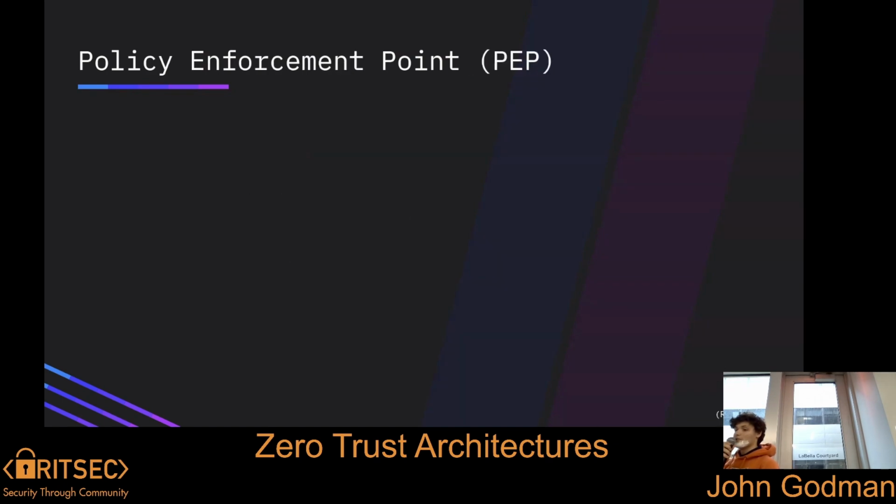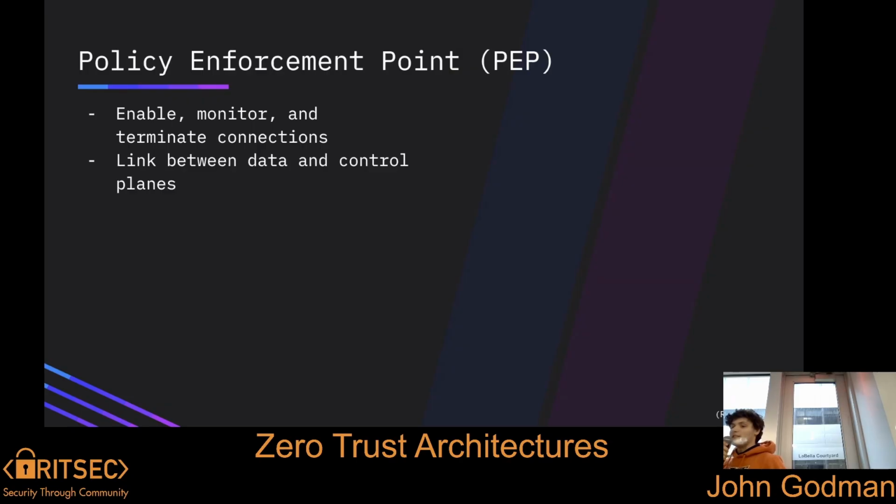So lastly, we have this policy enforcement point, or PEP. So the PEPs enable, monitor, and terminate the connections between subjects and resources. So they are the connection between the data and control plane. The PEPs, a lot like the trust algorithms, can have many different arrangements and architectures themselves.